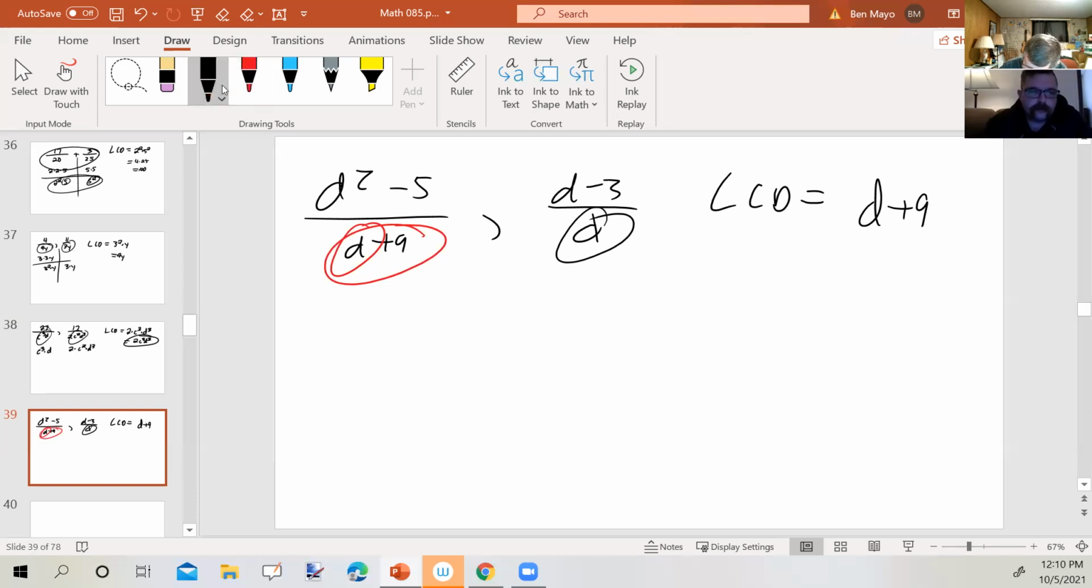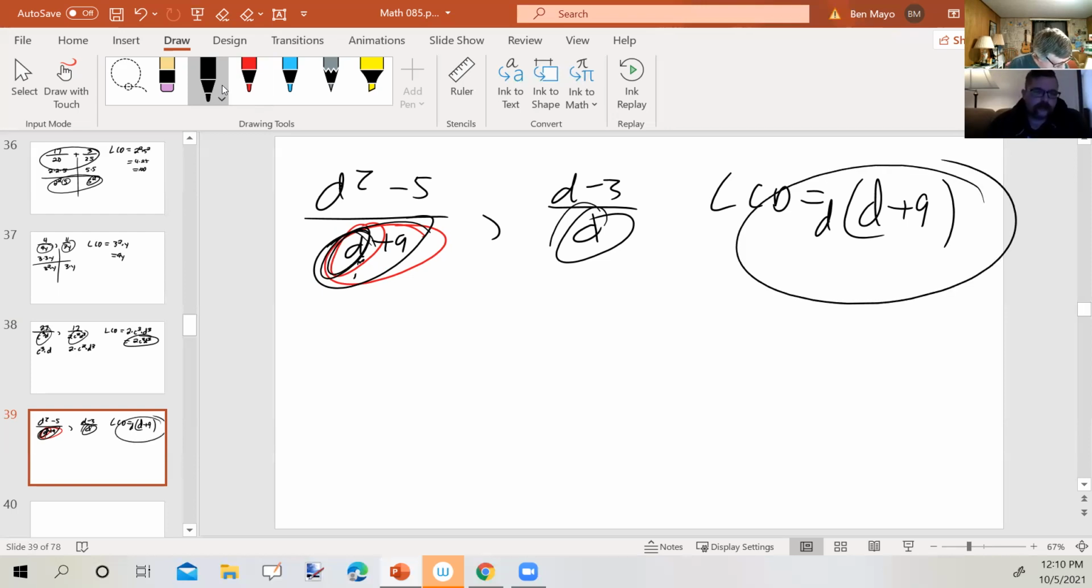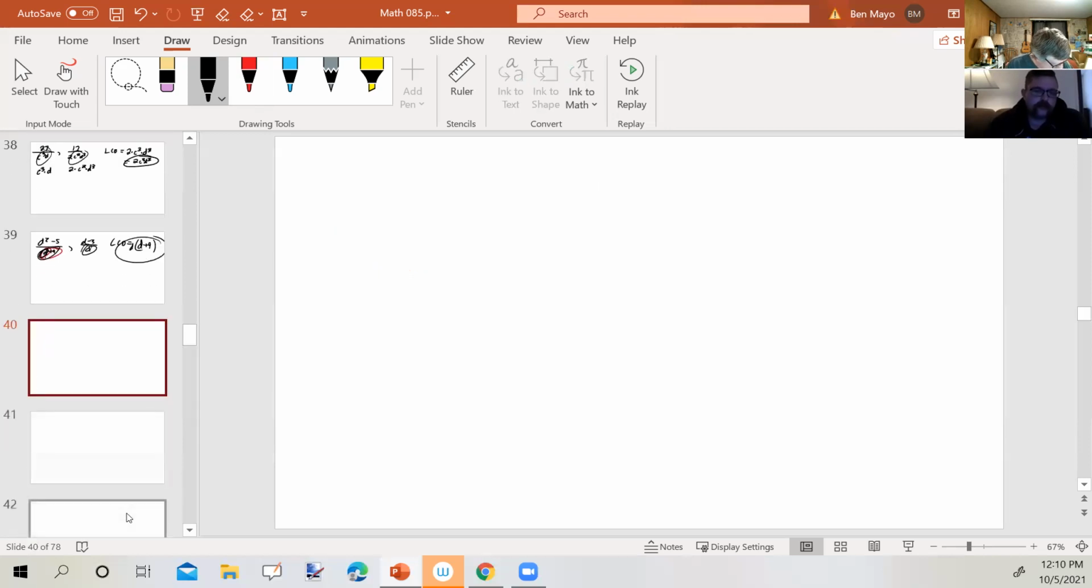So what you need is actually d times d plus 9. You need this times that, because even though this has a d in it, it's not a factor. The d itself is not a factor. Do you see that? That's the tricky stuff. Okay, so your LCD is going to be d times d plus 9. Okay, now let's see here.